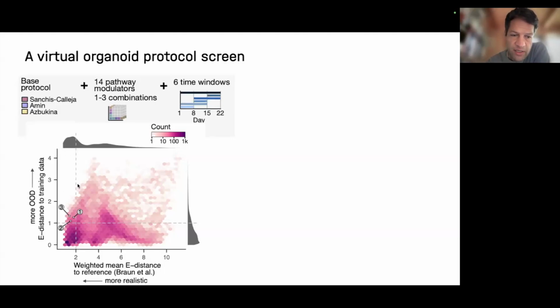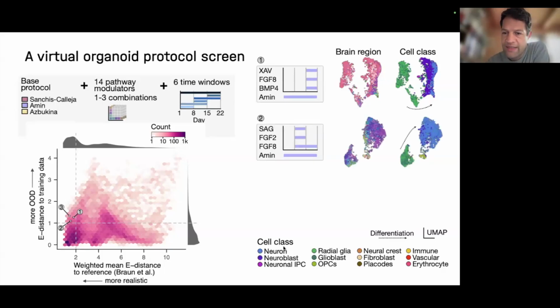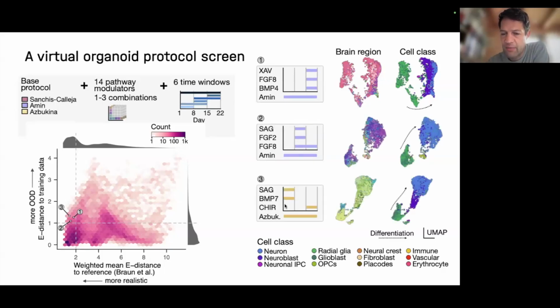So this part here is interestingly close to the real human situation, but sufficiently distant from the data it has been trained on. Now we can pick out a few, and then you see that depending, in this case for example, if you give a lot of these particular factors at the end, you generate more of these neuroblast cells, and if you change this up a bit, you generate different ones. We are currently following up with this validation. But this is a way to do, I think, exciting experimental design.